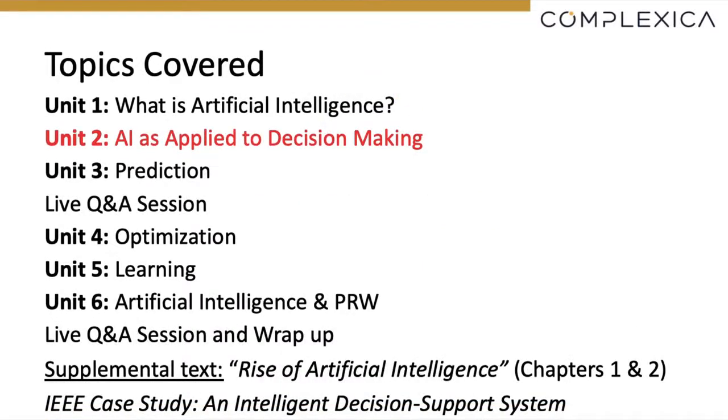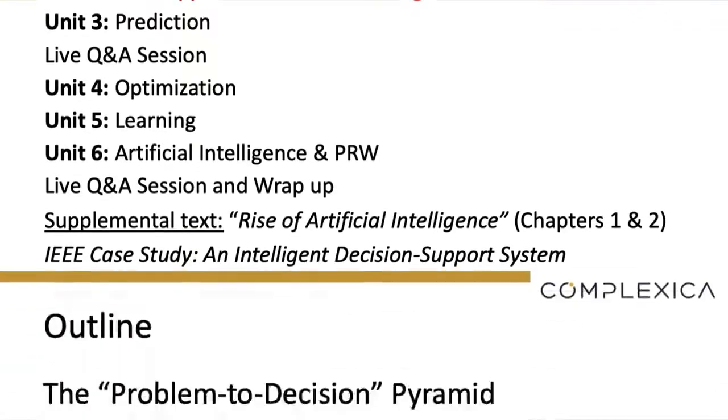We will cover AI as applied to decision making in this video, followed by a detailed look at prediction, optimization, and learning, before landing on artificial intelligence in the context of the PRW environment, particularly as it pertains to the AI Foundations project. Again, there are two supplementary texts, The Rise of Artificial Intelligence, chapters 1 and 2, along with a case study called An Intelligent Decision Support System, which will be referenced in units 3, 4, and 5.